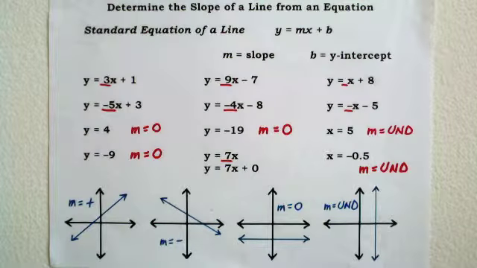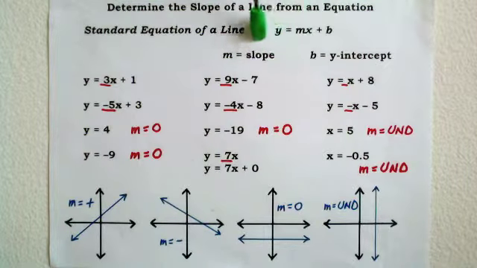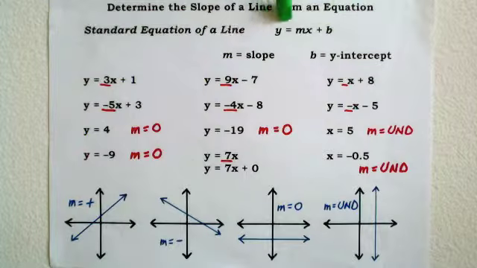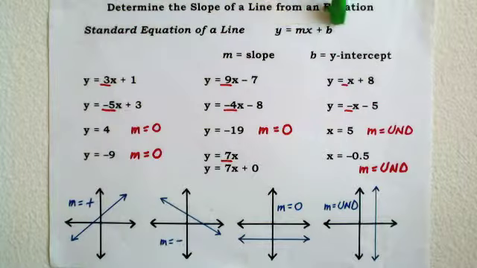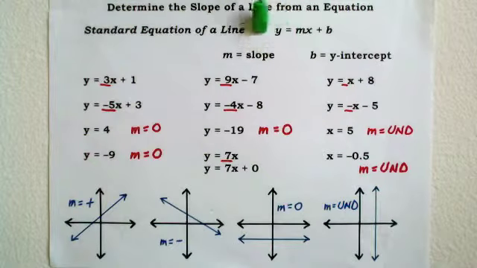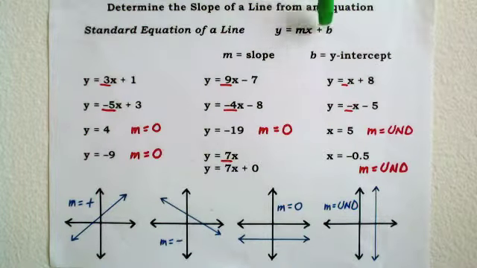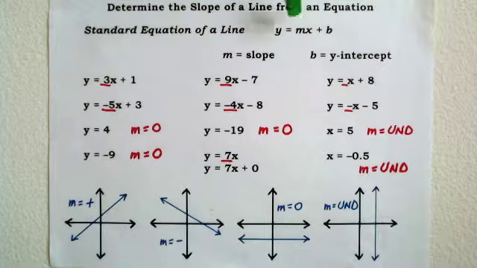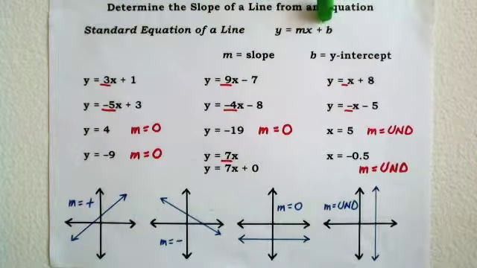So the equation of a line can be in some other format, but I must rewrite it into this standard format. If you do not know how to rewrite equations, please look at my videos on rewriting equations. Once we have our linear equation in the standard form, it's just a matter of reading. M is going to tell me the slope, B is going to tell me the y-intercept.